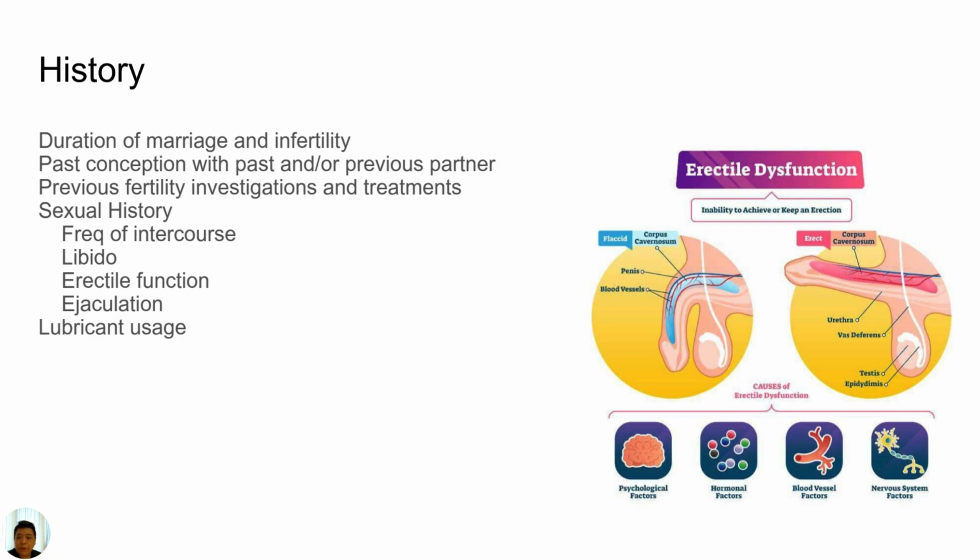The duration of marriage and infertility is important. We also need to ask about any past conception with a previous partner, previous fertility investigations and treatments received, and the sexual history: the frequency of intercourse, the libido, the erectile function, and ejaculation. Lubricant usage also needs to be noted.